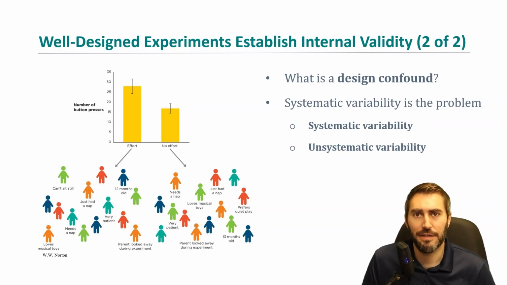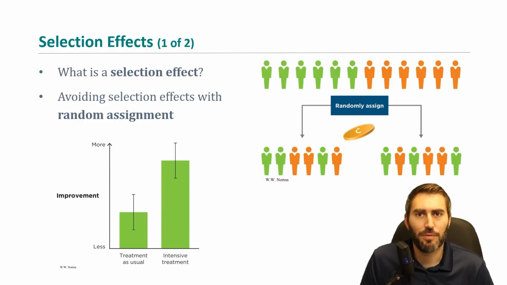Another threat to watch out for is a selection effect. This happens when the participants in one condition of your independent variable are systematically different from the participants in another condition. Look at the chart on the slide, which highlights a study on an intensive therapy for children with autism.